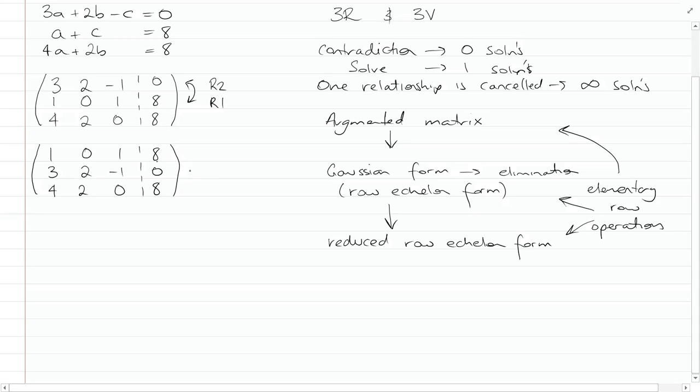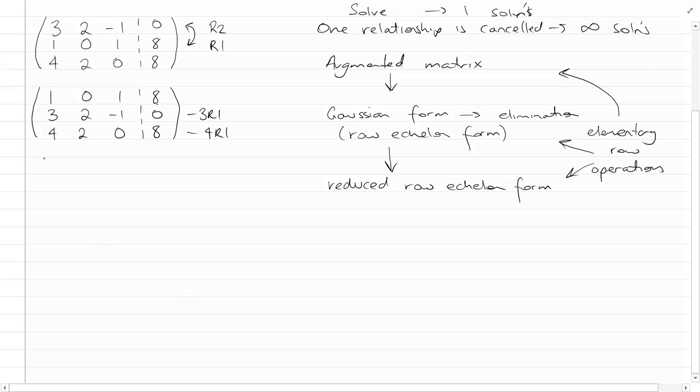Now I'm going to subtract 3 row 1s and 4 row 1s from row 2 and 3 respectively. My row 1 remains the same. My new row 2 becomes 0, 2, because the 0 has no effect; subtracting 3 1s from negative 1 is negative 4; subtracting 3 8s from 0 is negative 24. In row 3, 0, 2 remains the same; subtracting 4 1s from 0 is negative 4; subtracting 4 8s from 8 is negative 24.